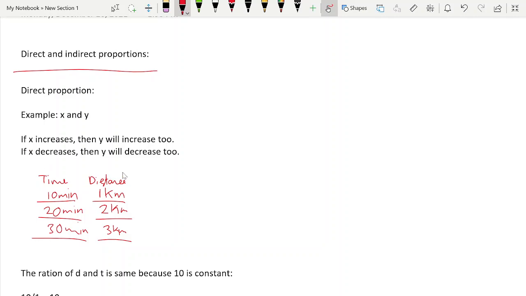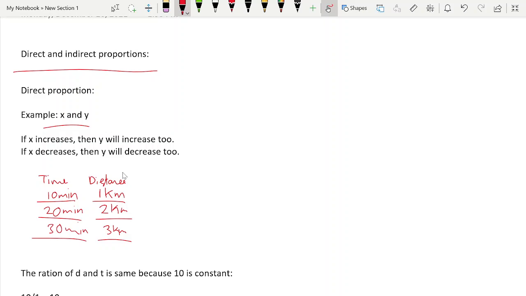Let's take an example of x and y. Now, in direct proportion, if x increases, then y will increase too. And if x decreases, y will decrease too. Now they will happen in a ratio. Let's take a better example for clarity.